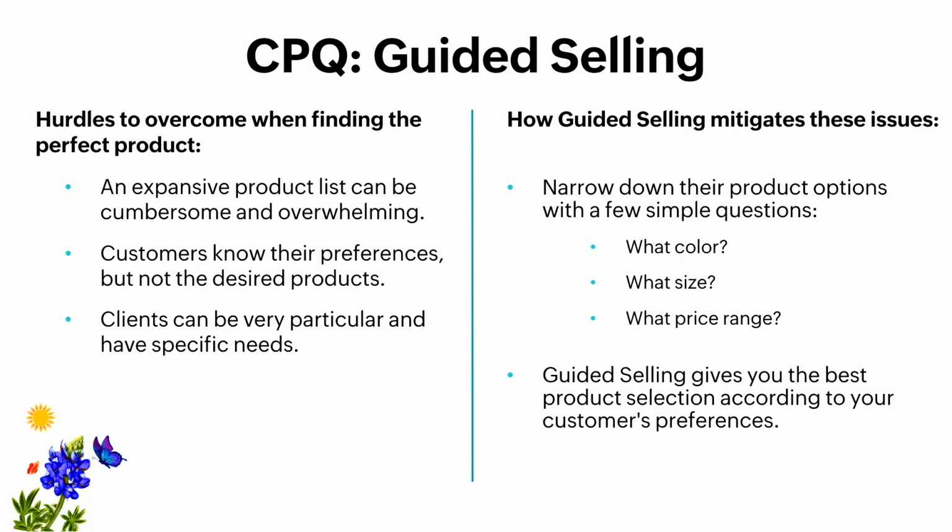So guided selling is a set of predefined questions that you can use on a quote and go through to narrow down to specific products in order to find that perfect one that meets your customer's needs. The next page is an example of an apparel company that's looking for a product. What we'll do is I'll play that video, and we'll talk a little bit about what's going on in that video.